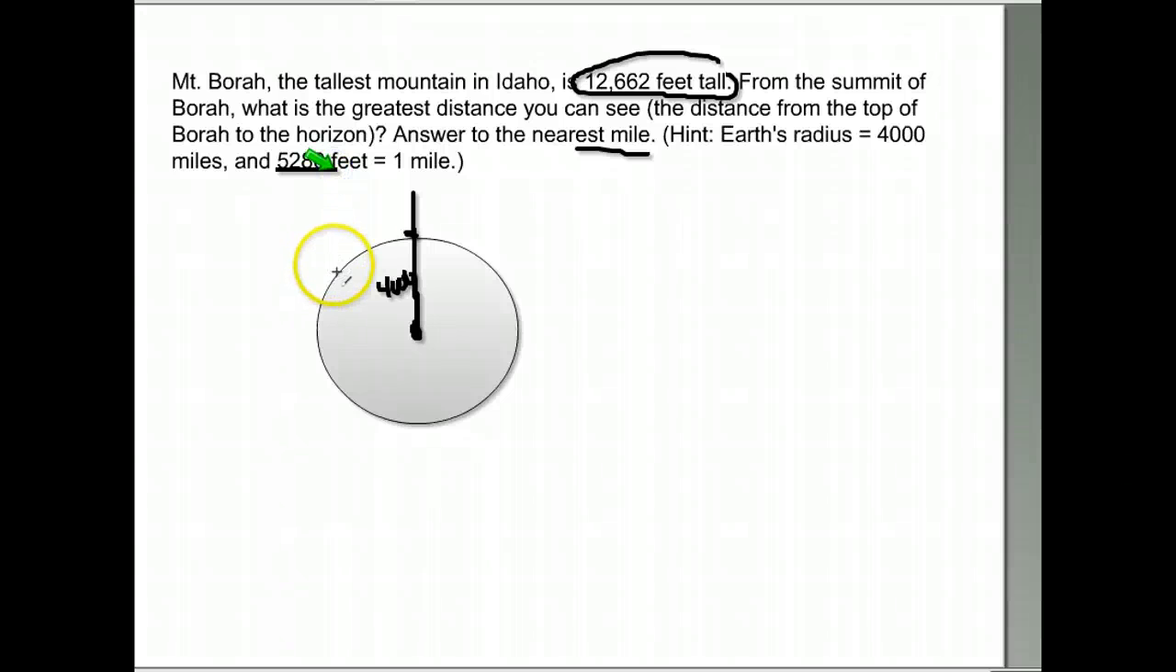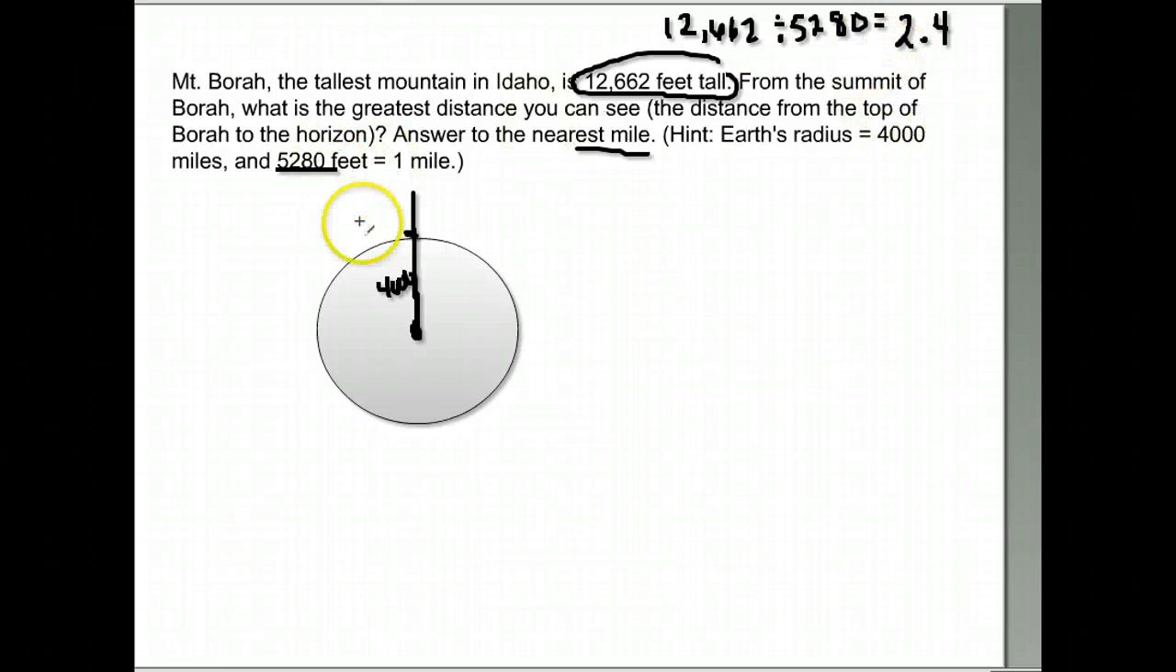It said there were 5,280 feet in a mile. So let's take our 12,662 feet, divide by 5,280. And we find that it's about 2.4 miles, 2.398. So this distance is 2.4 miles. They want to know, how far can you see? How far is it to the horizon?